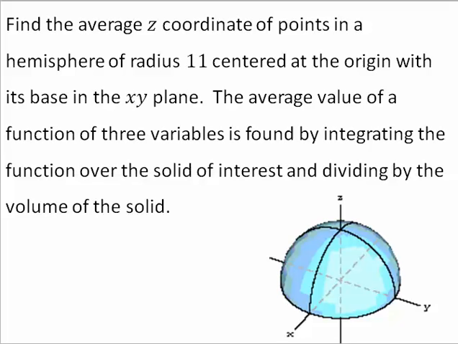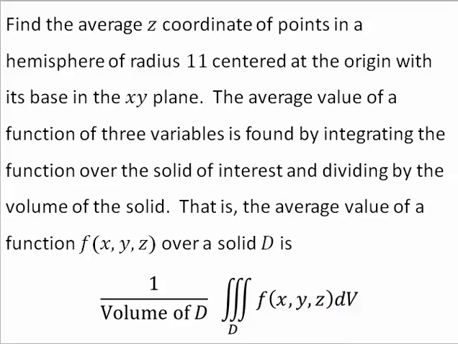The average value of a function of three variables is found by integrating the function over the solid of interest and dividing by the volume of the solid. That is, the average value of a function f over a solid D is 1 over the volume of D times the integral of f over D.